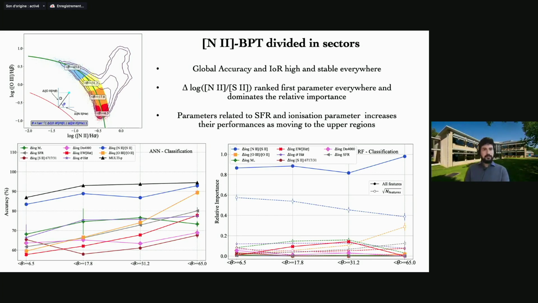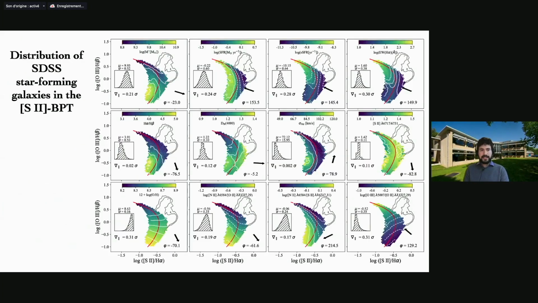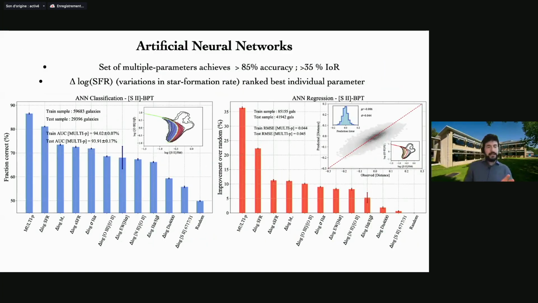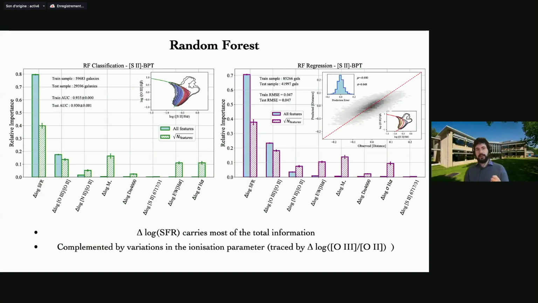I would just like to briefly show that we've done the same for the S2 BPT, of course with the same approach, finding quite a different result, in which, in this case, for the S2 BPT, deviations in the star formation rates are the ones retaining most importance, the ones with the highest predictivity from the artificial neural network, and the ones with the highest relative importance in the random forest.